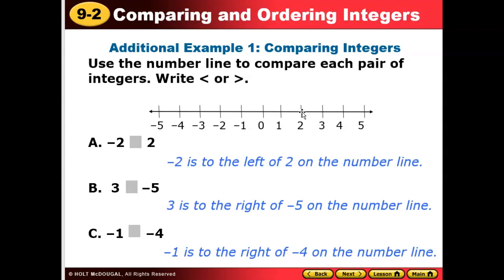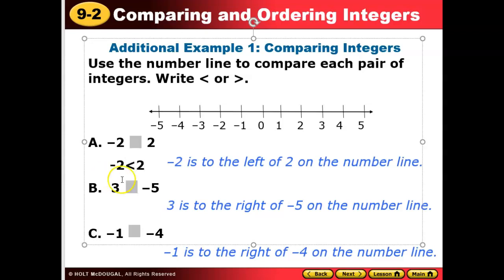So -2, sorry. Do that again. Okay, so we have -2 is going to be less than 2. All right, so -2 is to the left of 2 on the number line, therefore it is a smaller number.